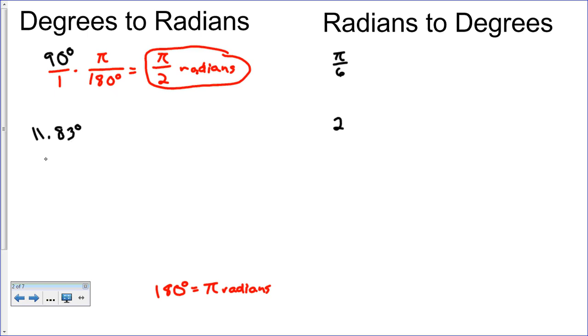So they can give you things like 11.83 that don't convert quite as nicely. And so what you would do here is use your calculator. Like take 11.83 times pi, and then divide it by 180 and see what you get. 11.83 times pi divided by 180 is a nice long decimal. Let's round it to 3.206.